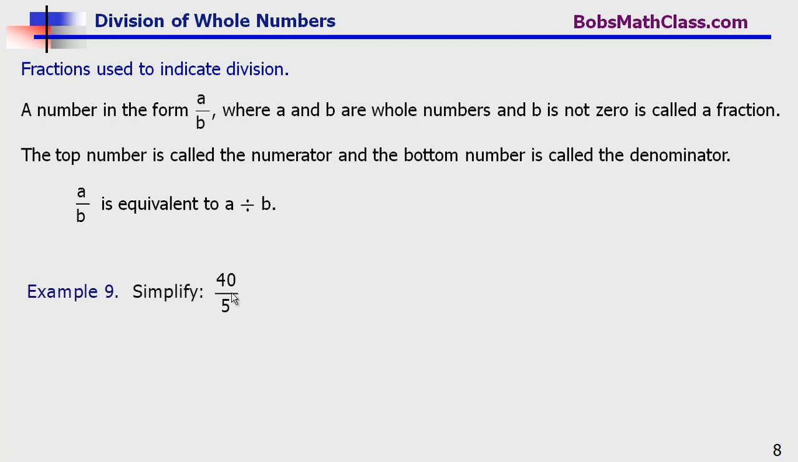So here's our first example, 40 over 5. So that's the same as 40 divided by 5. Well, when we write as division, which number goes first? The 5. 5 into 40. And that gives us 8. So this fraction of 40 over 5 is equal to 8. The bottom number goes into the top number. So the bottom number goes here in front of the division box, 5 into 40.